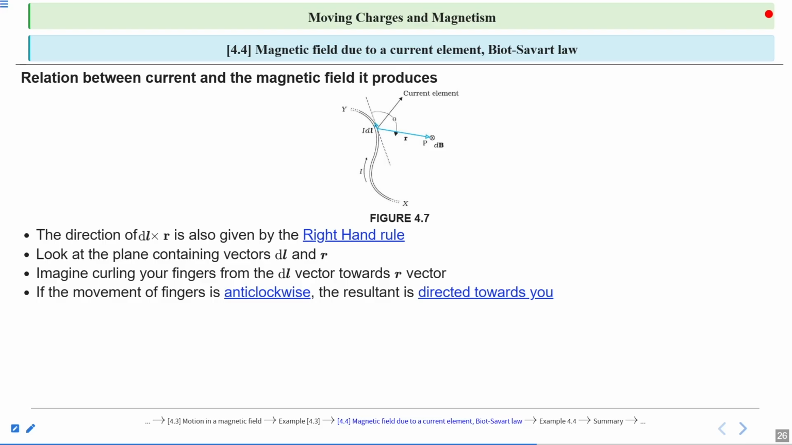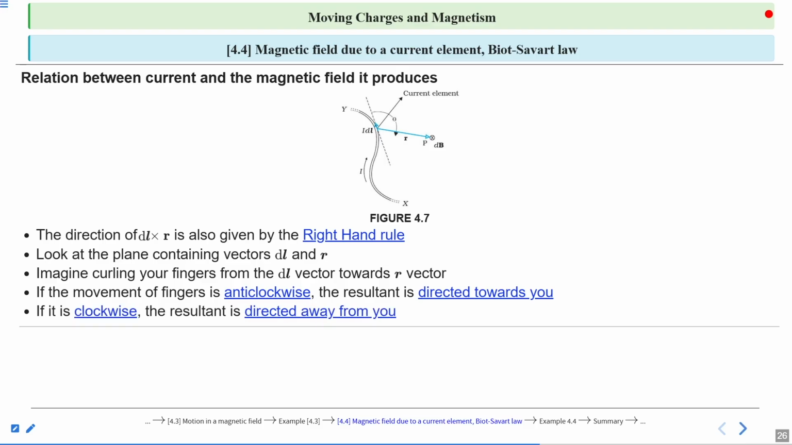Okay, but in this diagram, is the movement of fingers clockwise or anti-clockwise? It is in clockwise direction. So the resultant is directed away from you. That means inside, directed inwards.